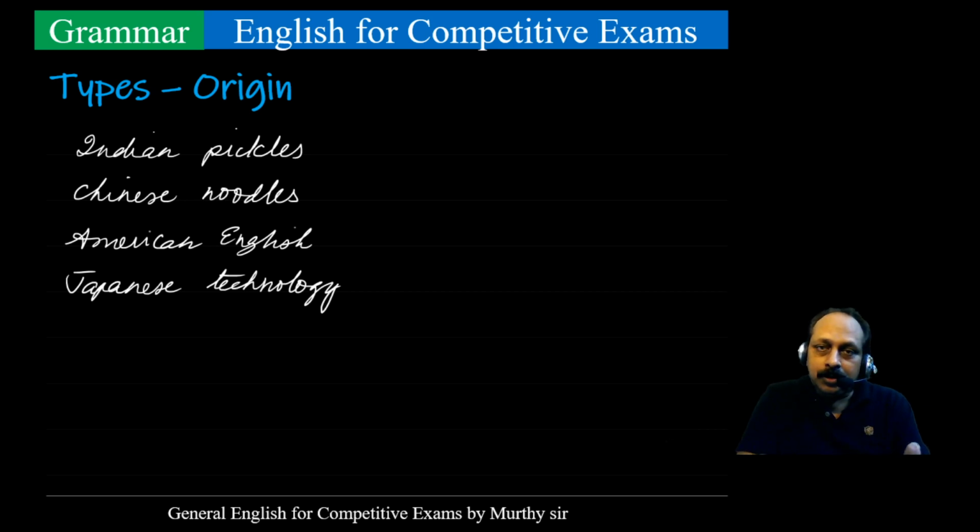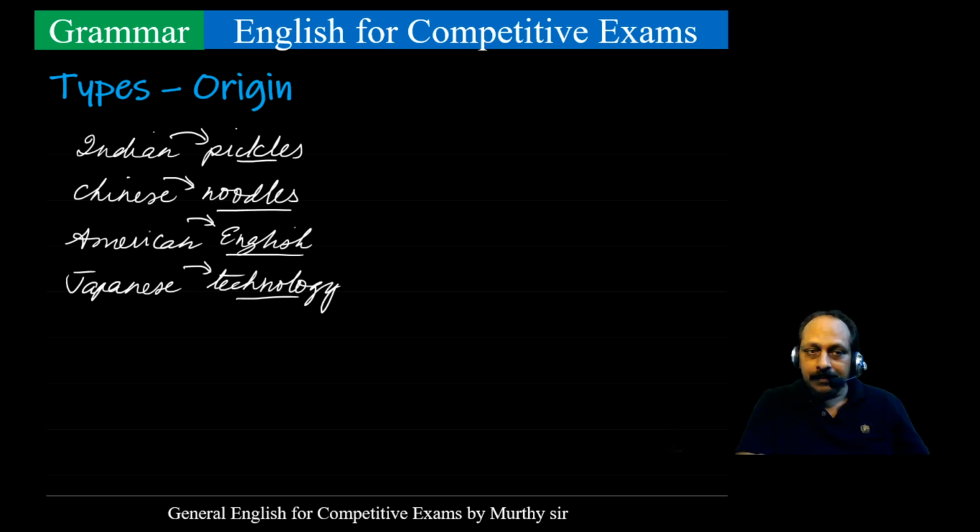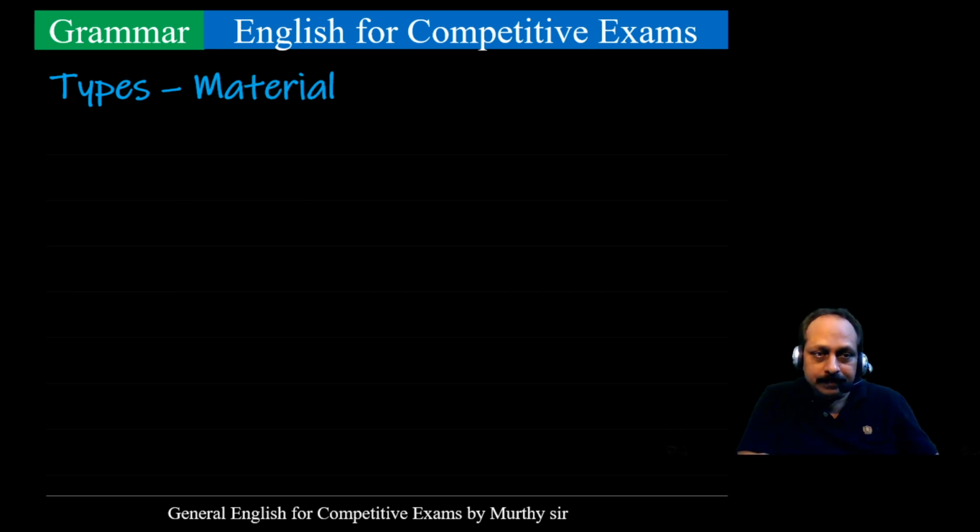Now pickles, they belong to India. Pickles from India, origin, Indian origin. Then what do you say? Indian pickles. Here pickles, noun. Noodles, noun. English, noun. Technology, noun. But what is the origin? Starting point, source. Indian pickles. Chinese noodles, noodles from China. English from America, American English. Technology from Japan, Japanese technology. All these talk about, these are adjectives. Then you ask the question, which type? Adjectives of origin. Now let us go to the third one, material.